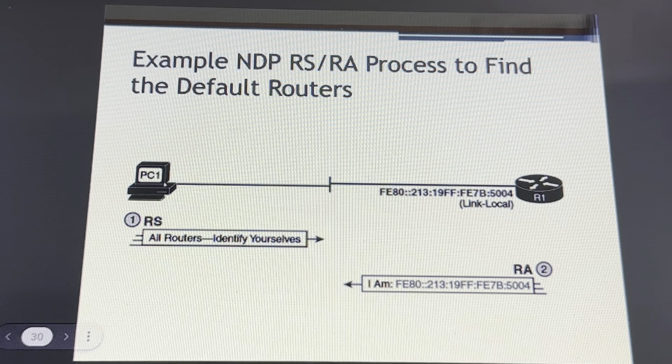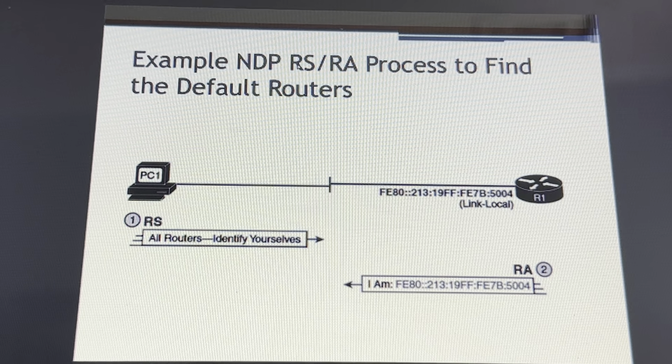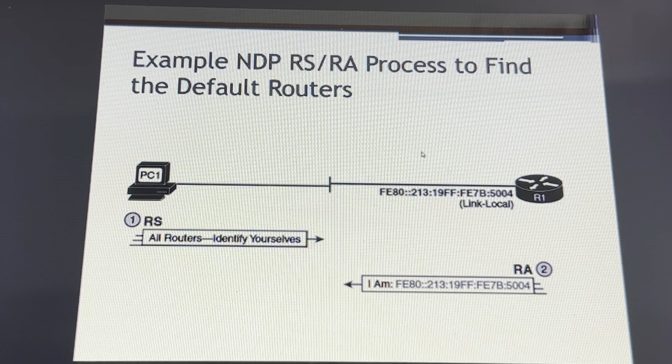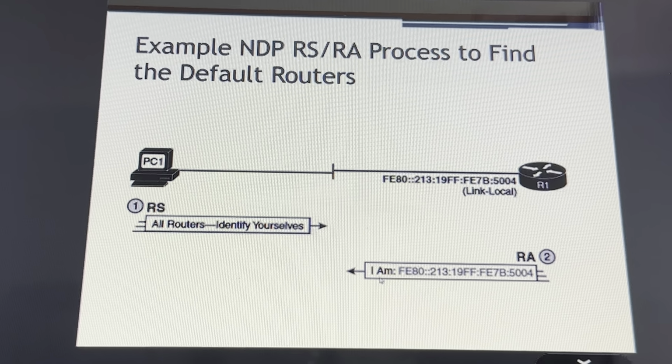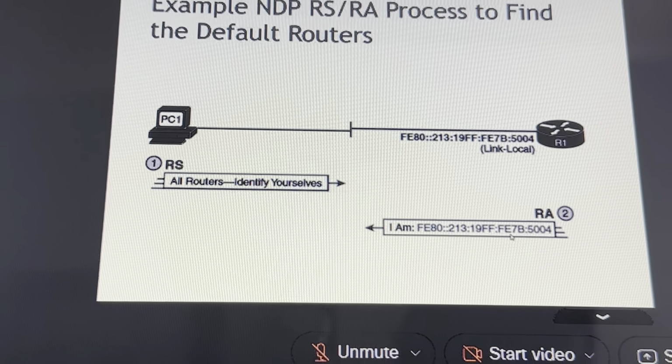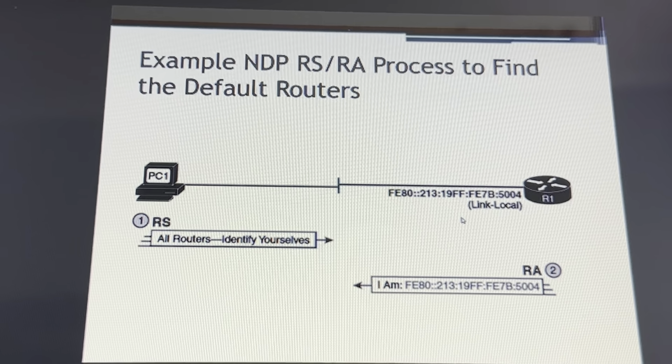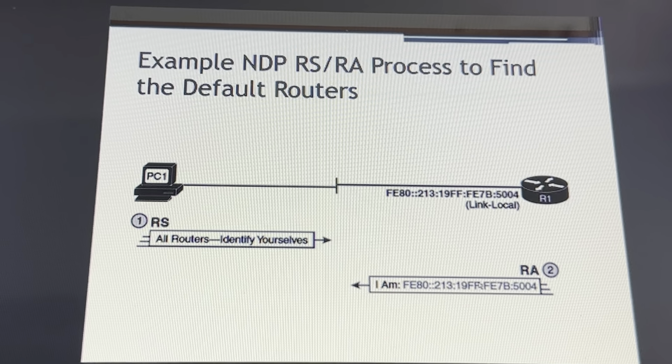The other thing that we can use the neighbor discovery protocol for is for finding a router. So as a PC, I want to find a router, then I can do a router solicitation, an RS, and say, I'm looking for routers. So any routers out there? And then all the routers, if there's more than one, will reply with a router advertisement that says, yep, I am, and send back their link local address to say, here's how you can route.